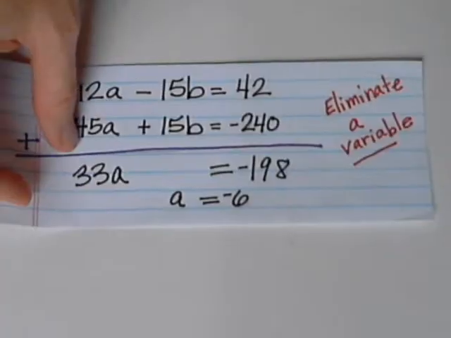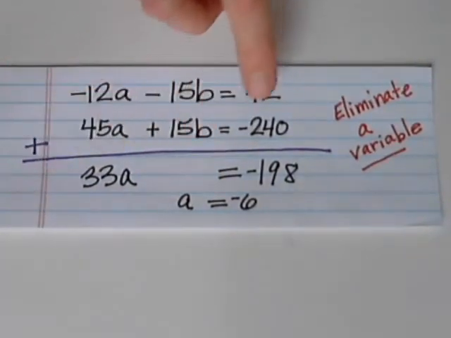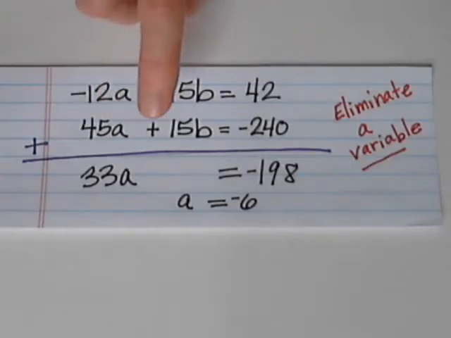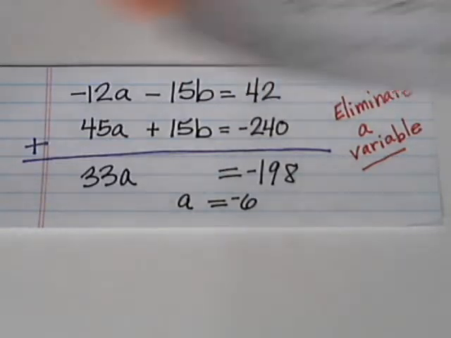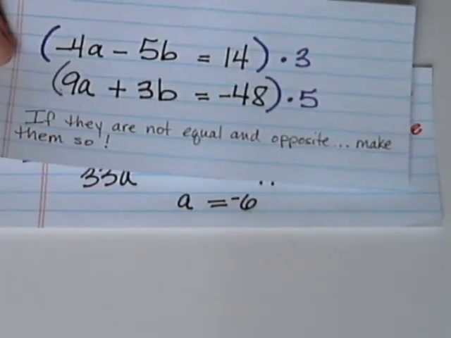So let's see what it becomes once I've carried out my distributive property. So my first equation then becomes negative 12a minus 15b equals 42, and my second equation, 45a plus 15b equals negative 240. That is these two equations once we've done the distributive property.